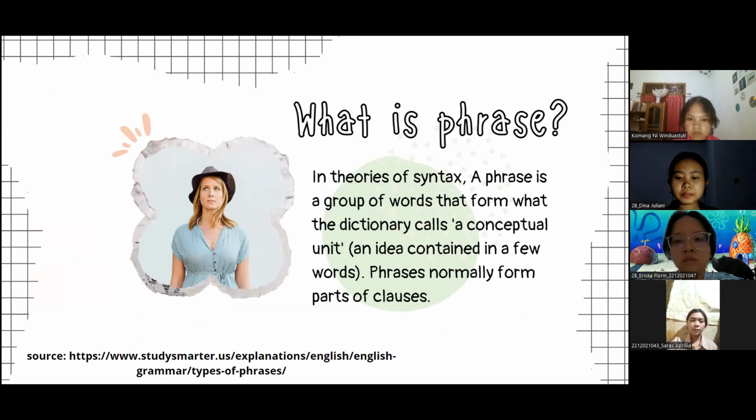Okay, thank you for the opportunity, Dana. So, I will explain about the phrase. What is a phrase? In the theories of syntax, a phrase is a group of words that form what the dictionary calls a conceptual unit or an idea contained in a few words. Phrases normally form part of a clause. Next.